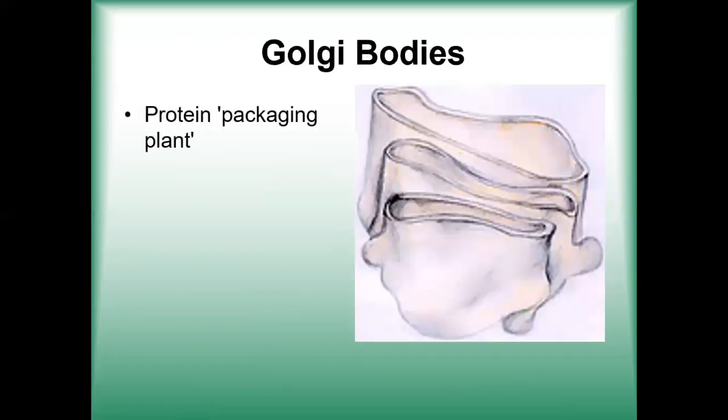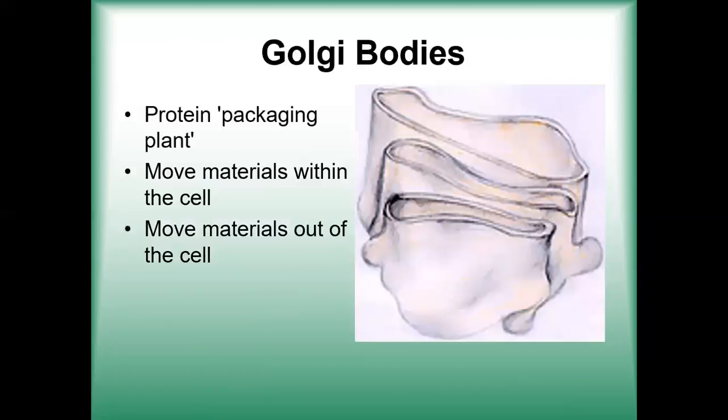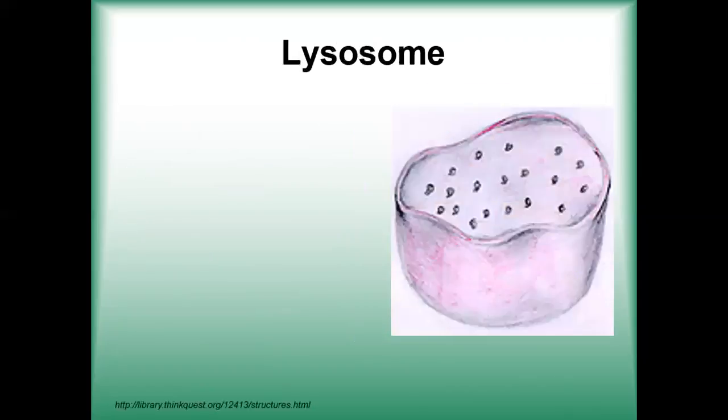Now there are the Golgi bodies. They are the protein packaging plants, I like to call them. So they'll take a ribosome, package it up, send it down the endoplasmic reticulum, and it'll go to wherever it needs to go. So they move materials within a cell, just like the endoplasmic reticulum, but they can also move materials out of the cell, which is fun.